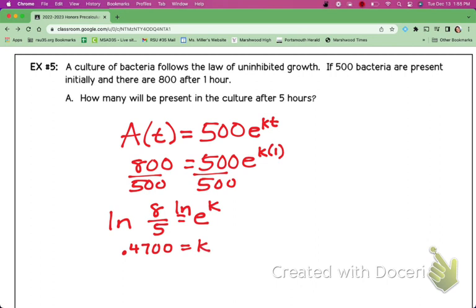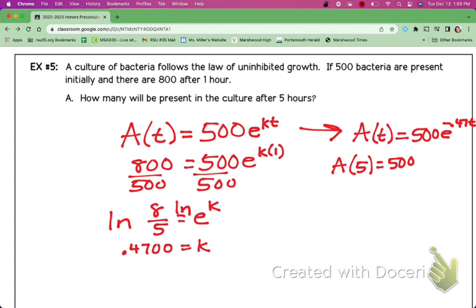So now my original model is complete. A of T is equal to 500 E to the negative 0.47T. I'll eliminate those zeros. It's now evaluated at 5. So A of 5 is equal to 500 E to the negative 0.47 times 5. I'll help you out. It is about 5,242 bacteria.